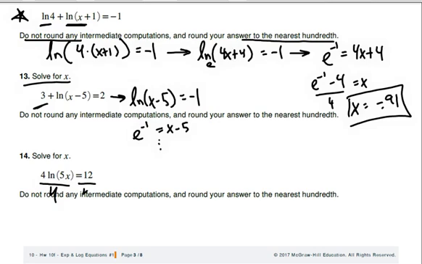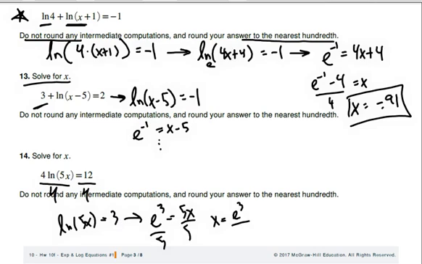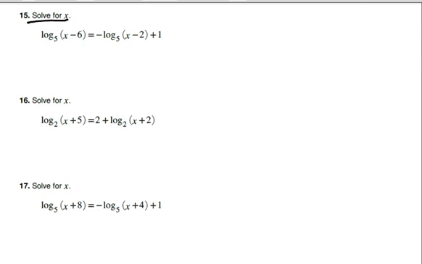Same thing here. We'll divide both sides by 4. Turn that logarithm into an exponential. So ln of 5x equals 3 turns into e to the 3 equals 5x. Divide both sides by 5. Plug that into the calculator, and you'll get a great answer.